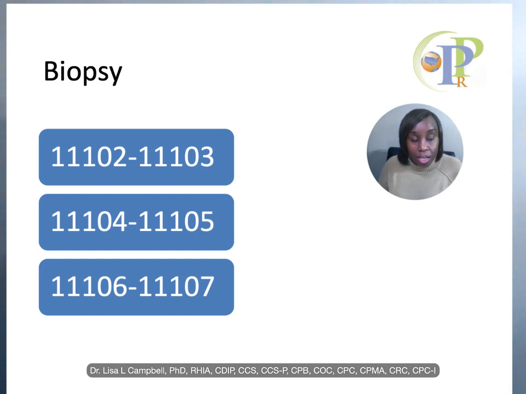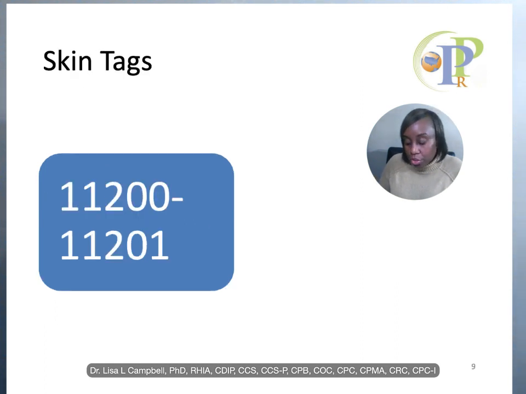And our skin tag codes are 11200, continuing on over to page 96 with 11201. Now, what you will want to note is that the first skin tag code on page 95 is for up to 15 skin tags. And then you'll notice in the add-on code 11201, there's this word that drives some of us crazy, but it's called each additional 10 lesions or part thereof.